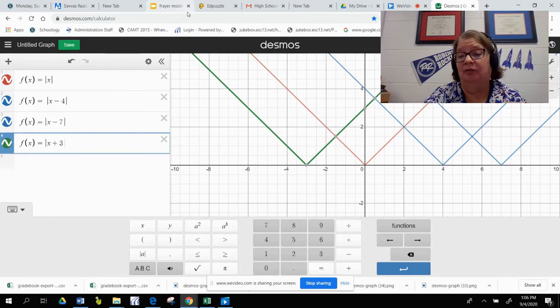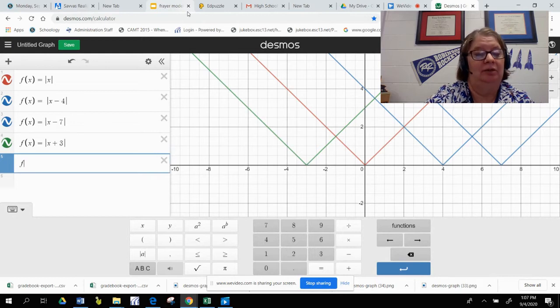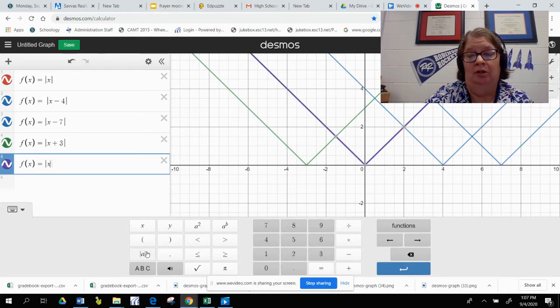And later with our other functions, it'll be inside parentheses or inside the square root or inside the exponent or inside the logarithm or inside the cube root. Any addition inside the grouping symbol moves it left, subtraction moves it right. Let's see another one, just so you believe me. Absolute value of x plus 6.